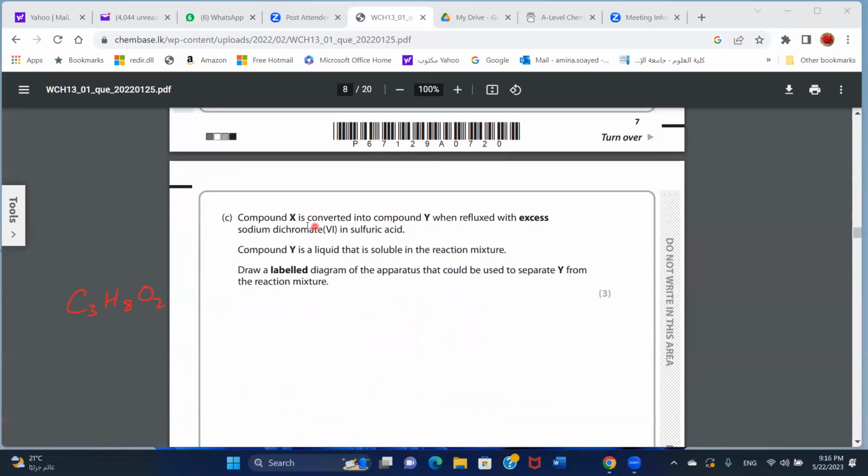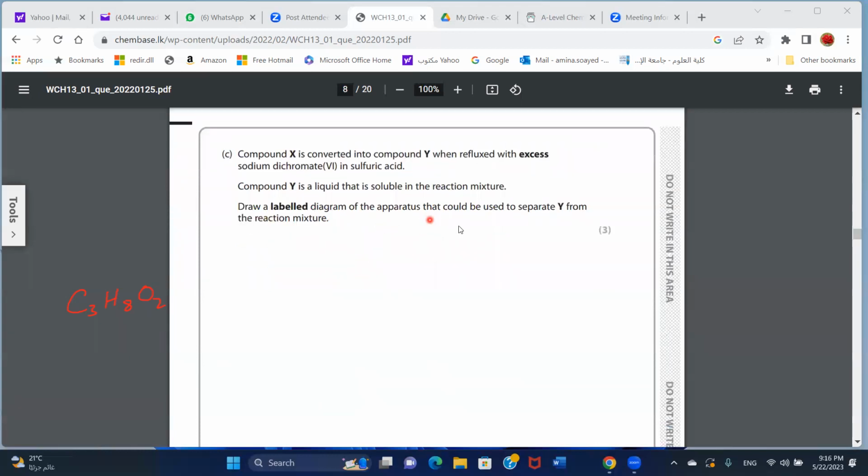Compound X is converted into compound Y when refluxed with excess sodium dichromate(VI) in sulfuric acid. Compound Y is a liquid that is soluble in the reaction mixture. Draw a labelled diagram of the apparatus that could be used to separate Y from the reaction mixture.